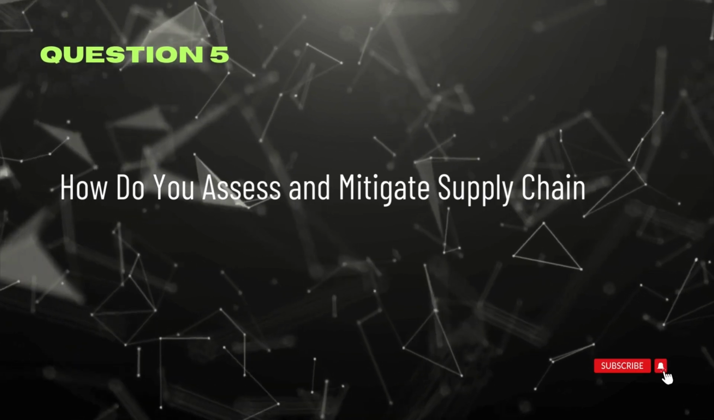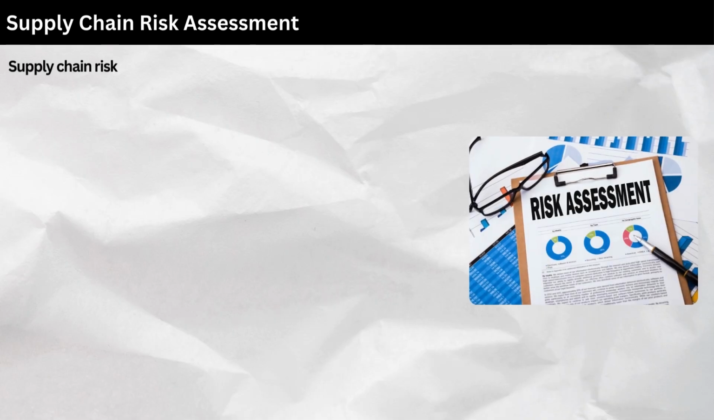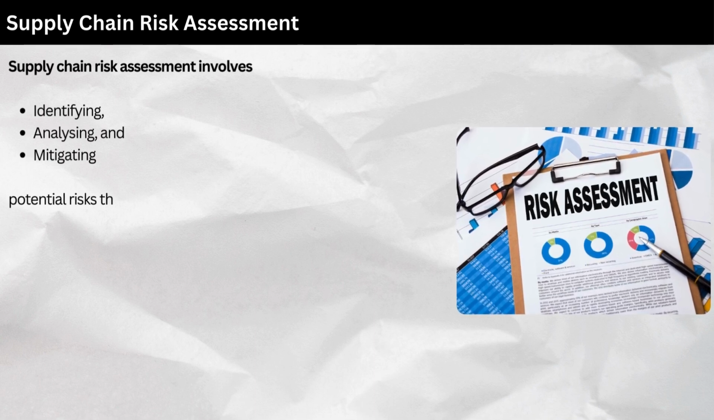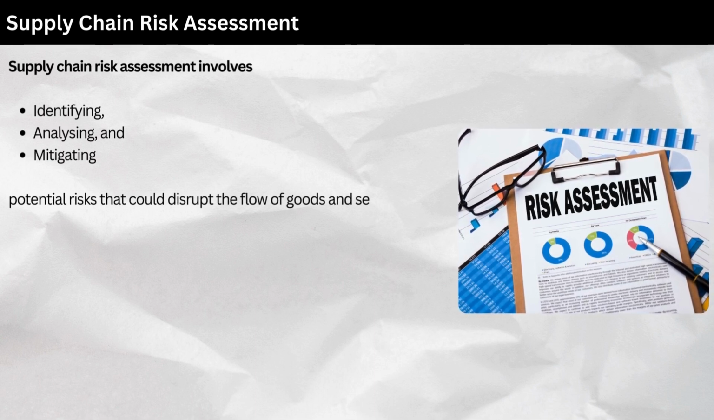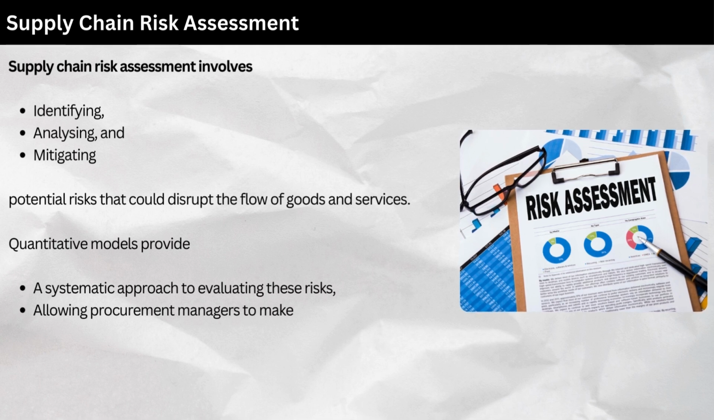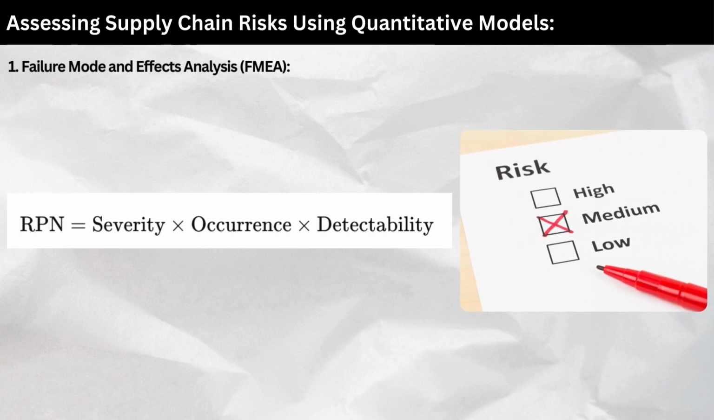Question 5. How do you assess and mitigate supply chain risks using quantitative models? Supply chain risk assessment involves identifying, analyzing, and mitigating potential risks that could disrupt the flow of goods and services. Quantitative models provide a systematic approach to evaluating these risks, allowing procurement managers to make informed decisions and develop robust mitigation strategies.